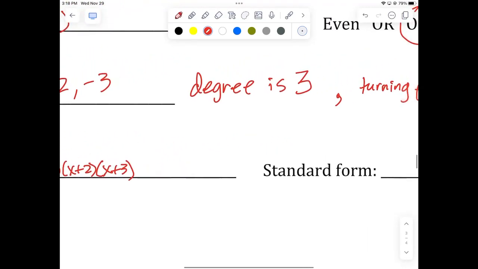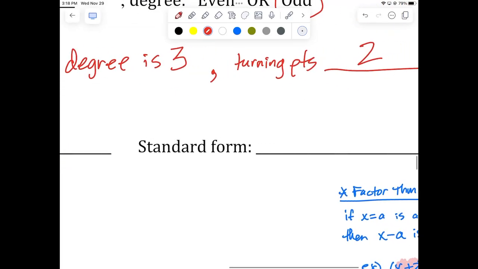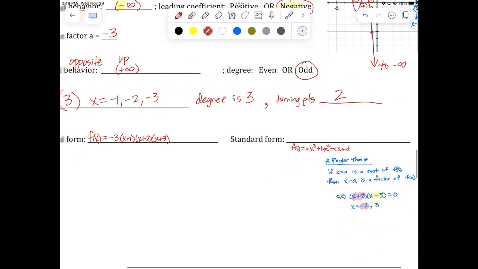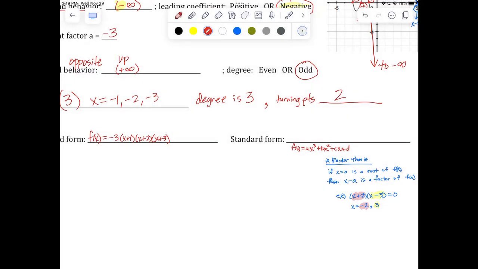Now, here's where we're going to make up for not really doing much math today. We've just been kind of identifying features. We get to actually do some computation now because it wants us to write it in standard form. For a cubic, that's going to look like this: ax cubed plus bx squared plus cx plus d. In other words, I need to expand out my factored form. How do I expand out my factored form? Multiply it out. Yeah, FOIL.